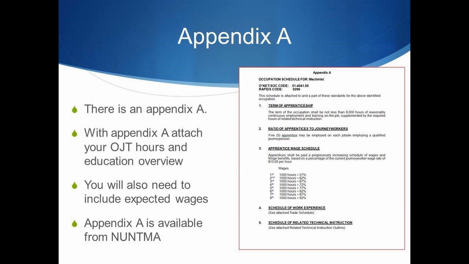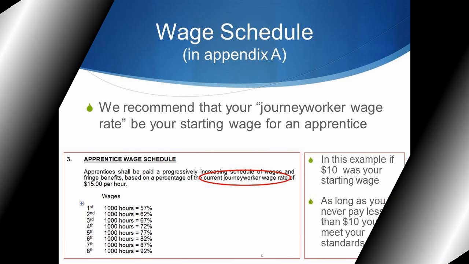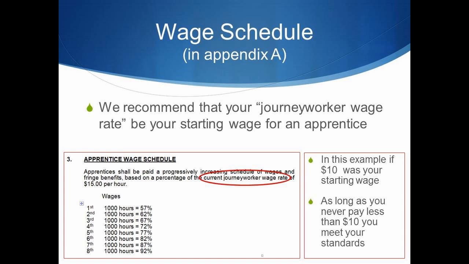Part of Appendix A will be the apprentice wage schedule for your company. Let's talk more about that. The apprentice wage schedule is the minimum wage you expect to pay the apprentice throughout their apprenticeship. Keep in mind that this is a minimum only and that you are not required to pay anything other than that minimum at any given time.